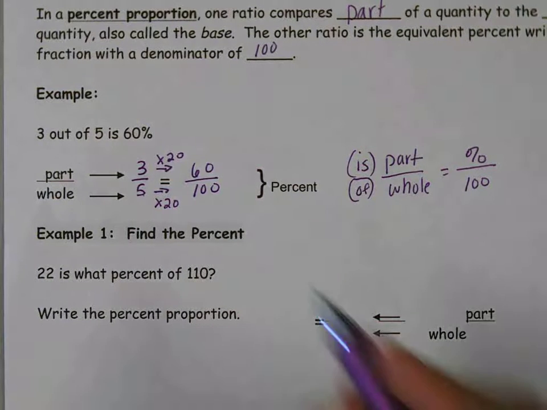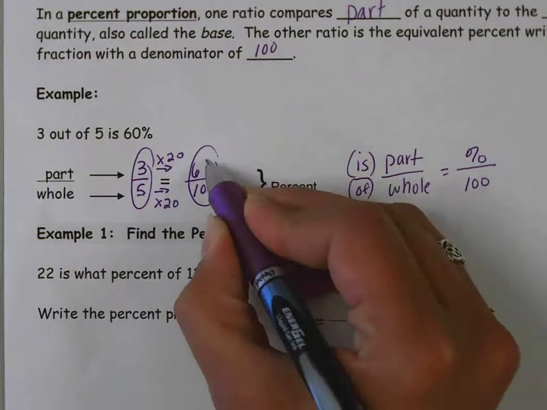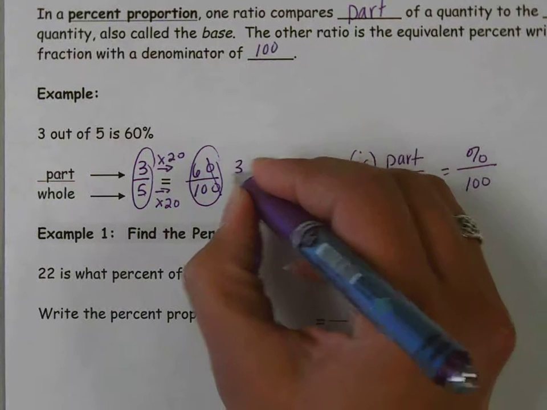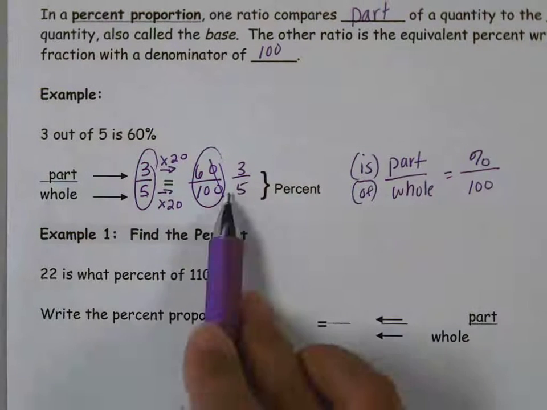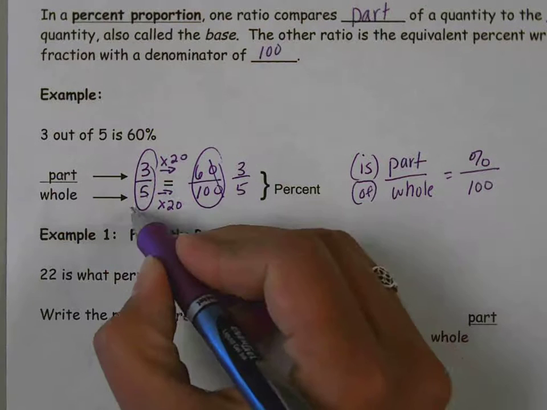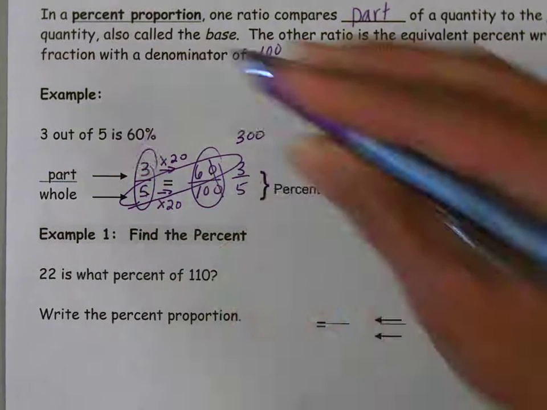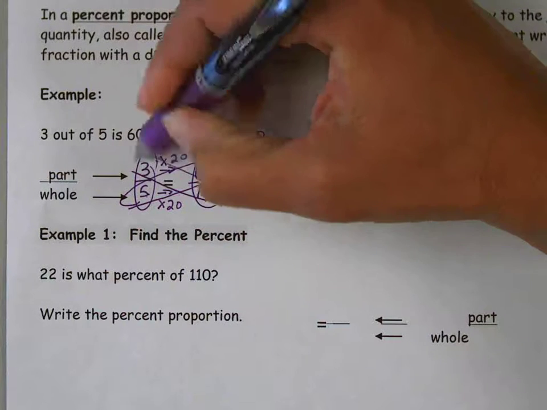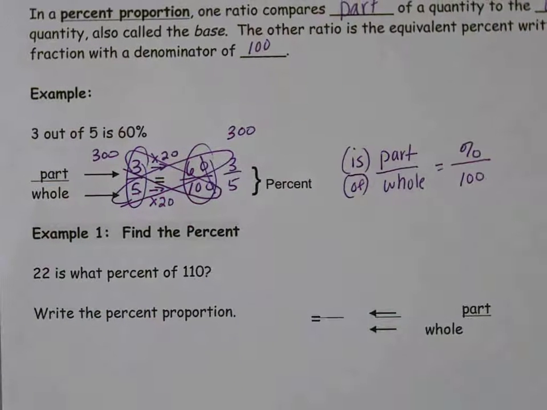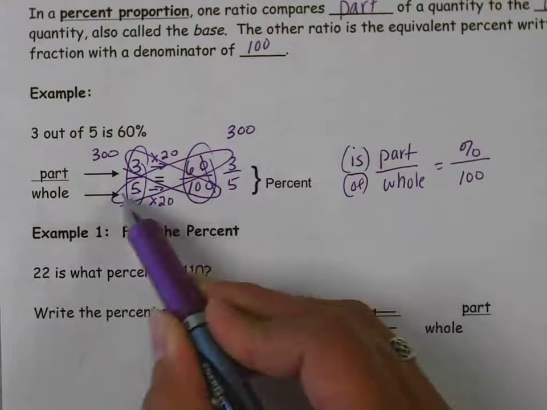I could also look at the vertical relationship here. If I reduced 60 100ths, that would reduce to 6/10, which would then reduce to 3/5. And so 3/5 is equivalent to 3/5. I could also look at it diagonally. 5 times 60 is 300, and 3 times 100 is 300. So there's several ways I can look at it. Vertically, horizontally, diagonally.